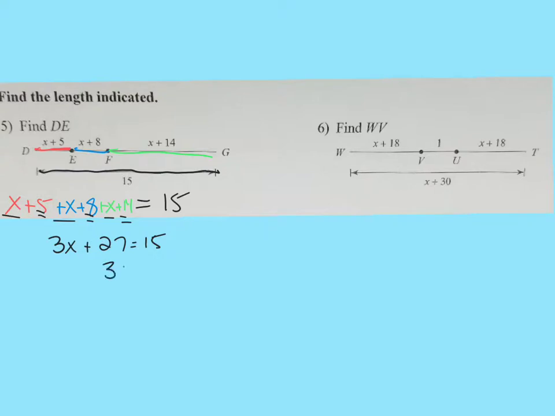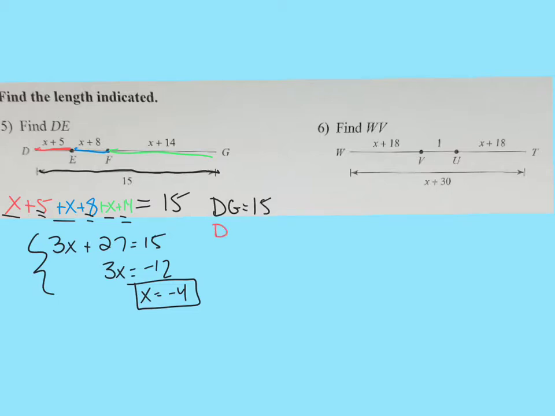I subtract 27 on both sides. 3x equals negative 12. Divide both sides by 3. X equals negative 4. So that's the algebra. So the red, the blue, and the green equals the black. That's the geometry. This is the algebra. I get an answer. Now, don't do all that work and then not give me an answer to the problem. So I know DG, that's the entire thing, equals 15.